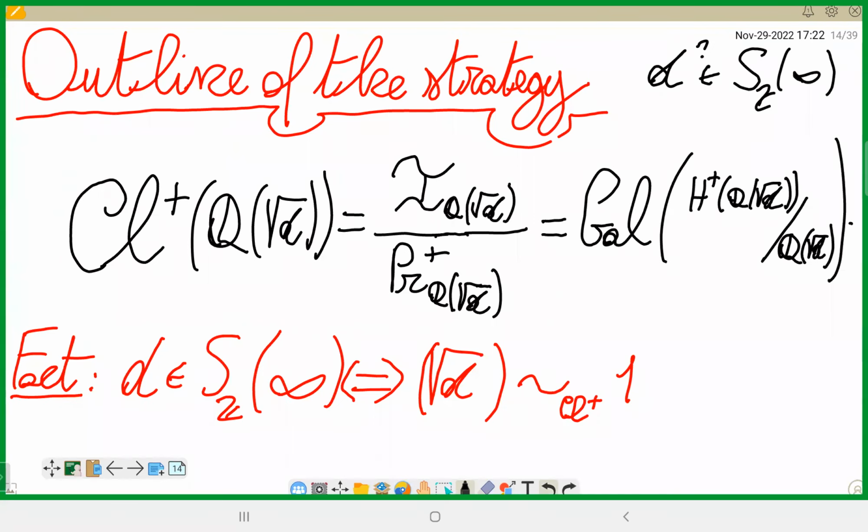And to do that, I will introduce the narrow class group. Let me remind you that the narrow class group of the quadratic field Q root D is the group of fractional ideals of the ring of integers divided by the principal ideals that admit a totally positive generator. So this is just a tiny bit bigger than the class group, potentially.